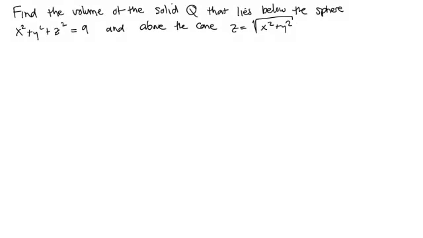Find the volume of the solid Q that lies below the sphere x squared plus y squared plus z squared equals 9, and above the cone z equals the square root of x squared plus y squared. So let's make a picture to get some bearings here.